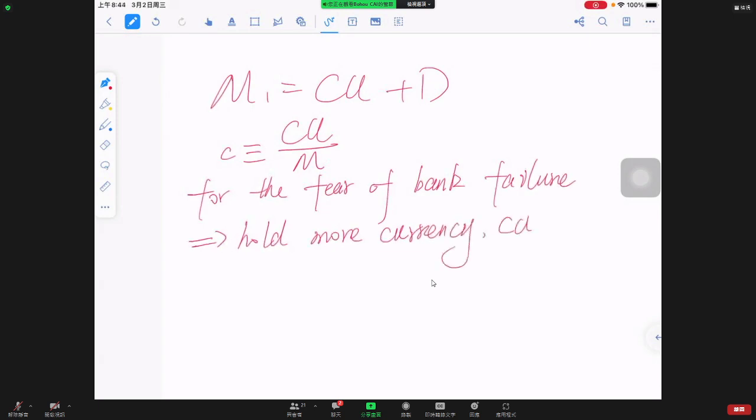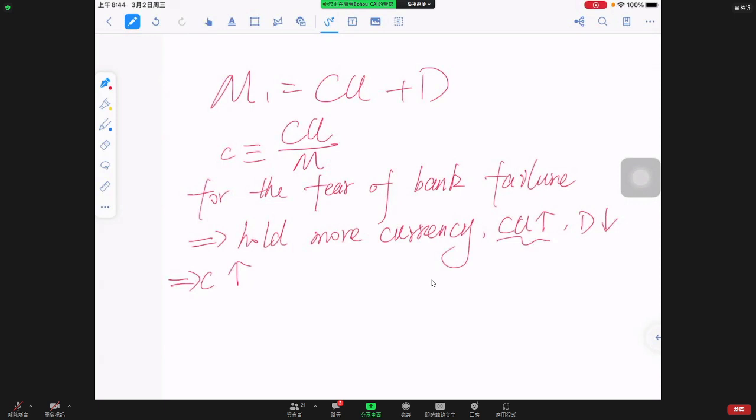Then currency will increase and deposit will decrease, right? So it affects people's preference. So this small cash C will increase, right? With an increase in currency.